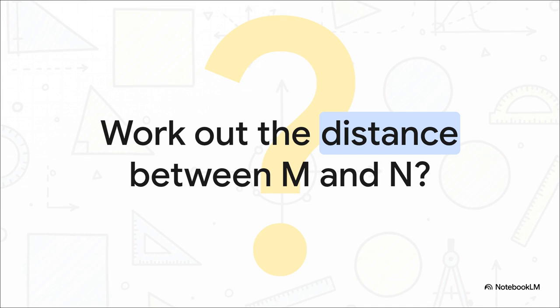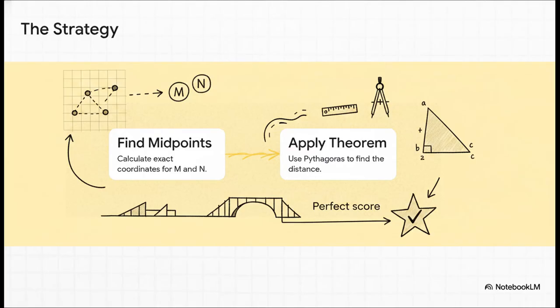All right, let's look at the beast itself. Question 12 reads, M is the midpoint of AB, N is the midpoint of BC. Work out the distance between M and N. Give your answer correct to one decimal place. On the surface, it's just 4 short sentences, right? But don't let that fool you. There is a very specific sequence of mathematical actions we need to take here to extract those 3 precious marks. Oh, and keep an eye on that last sentence, the prompt around to one decimal place. That is going to be absolutely crucial right at the finish line.